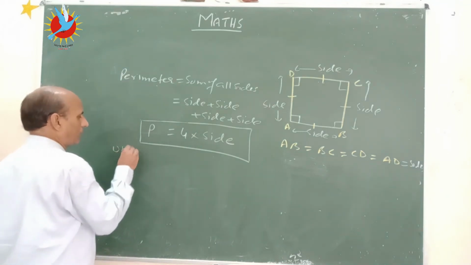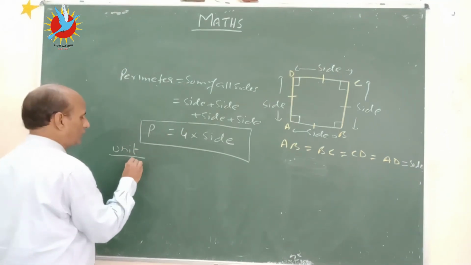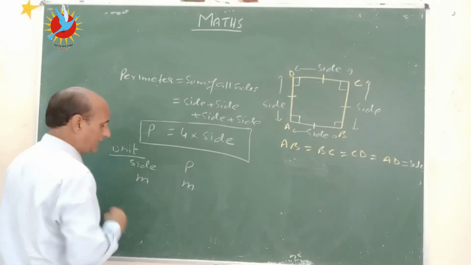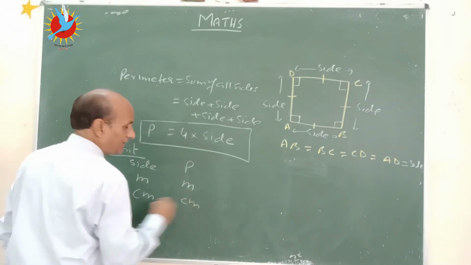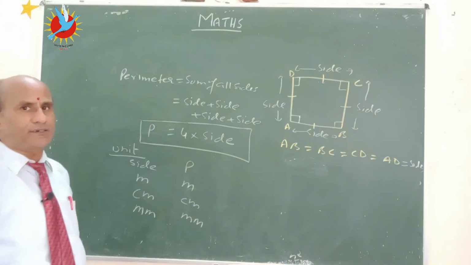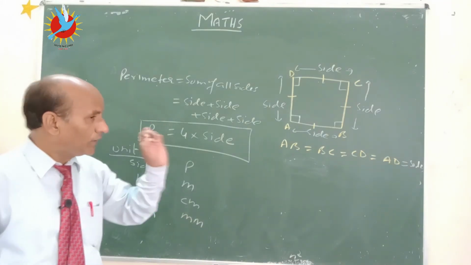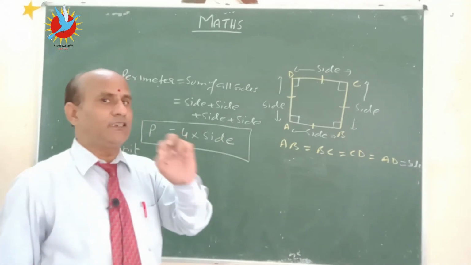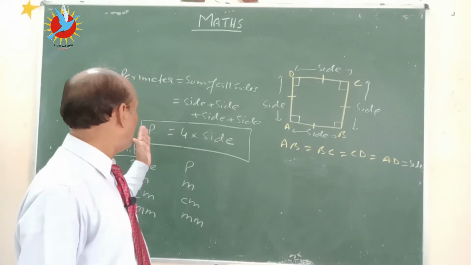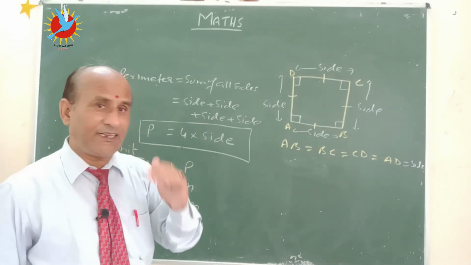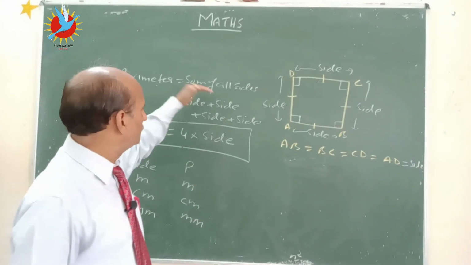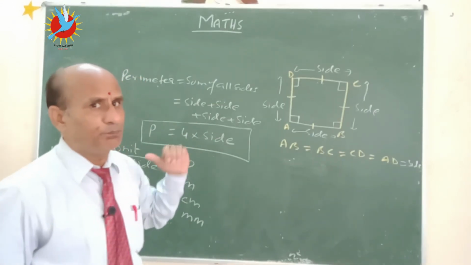And unit is simply the unit of side. If it is in meters, then perimeter is in meter. If it is in centimeter, then perimeter is in centimeter. If it is in millimeter, then perimeter is also in millimeters. So only one side is given in the square, you have to simply multiply the side by 4, you will get the perimeter. Either you can add that side 4 times, then also you can get the perimeter. So you can use any one of the formulas for finding the perimeter.